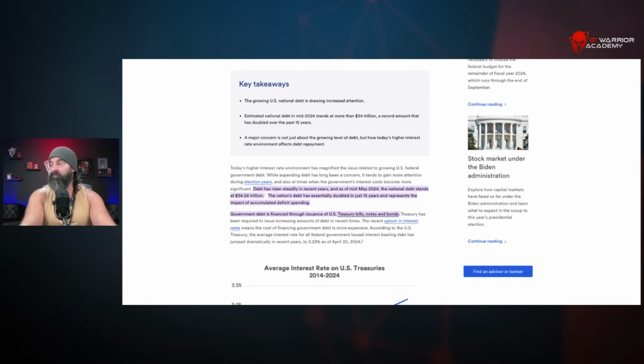So government debt is financed through issuing U.S. Treasury bills, notes, and bonds. Well, how do they do that? They print more money. They print more money, they issue more Treasury bonds, and they monetize debt. This is the first thing you need to write down. Every single dollar in the system is someone else's debt.